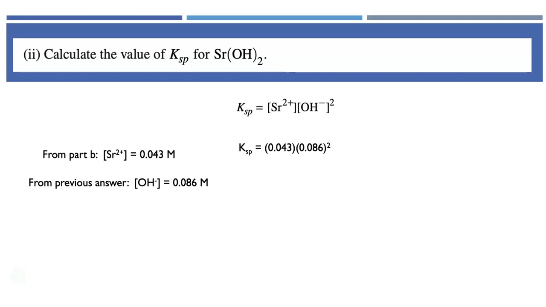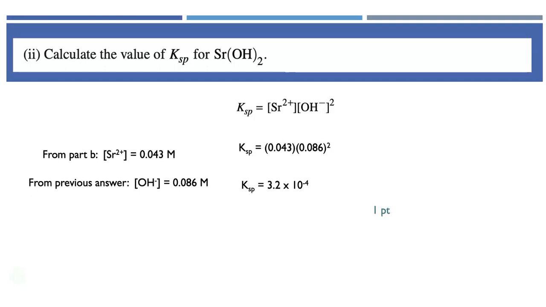We have to square the hydroxide ion concentration and make sure we actually do that in our calculator. That's a common student mistake. And we get a value of 3.2 times 10 to the minus 4 for the KSP. It's a small number, which is what we expect for a slightly soluble salt. And we needed to do that for 1 point.